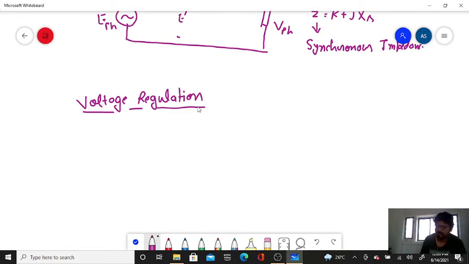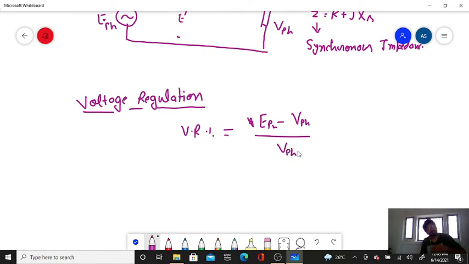And we want this fluctuation to be minimum, so the ideal value of voltage regulation should be 0. Okay, so we'll define voltage regulation percentage as no load voltage, that is EPH, minus VPH, that is full load, divided by full load. So if we remove the load, the voltage will go high.